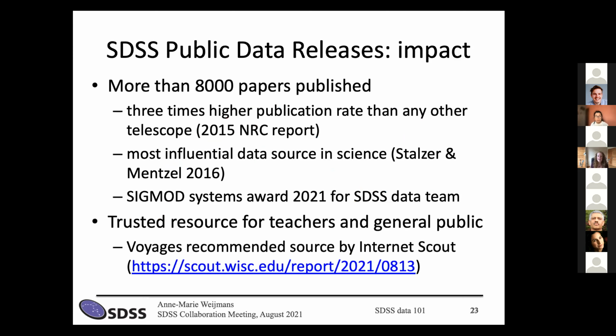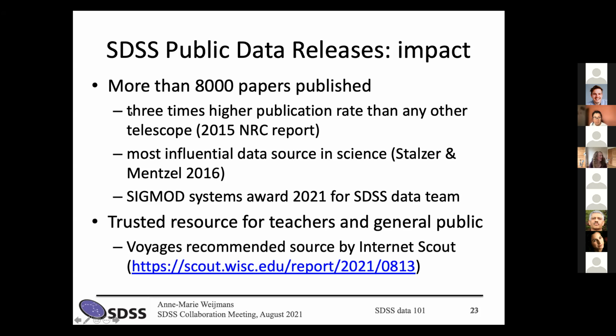And that has impact. There are over 8,000 papers published based on SDSS data, and a lot of them come from outside of the collaboration. That's actually more than 11,000 now. Wow, this slide was a year old and I thought I was still up to date with that. I'll change that. Over 11,000 papers.